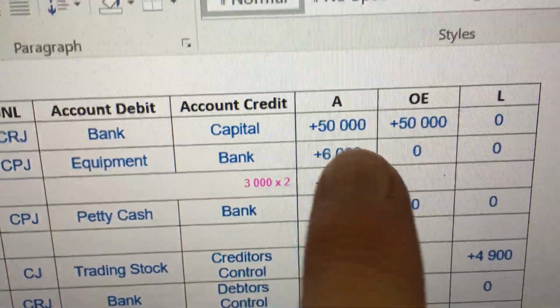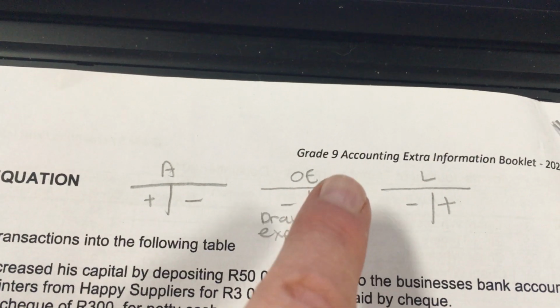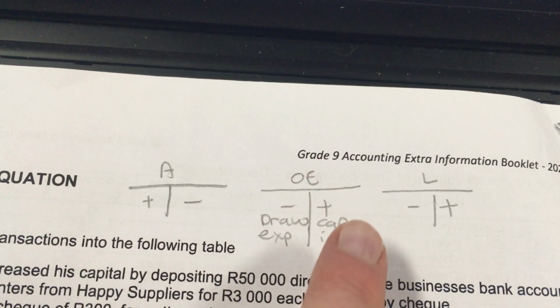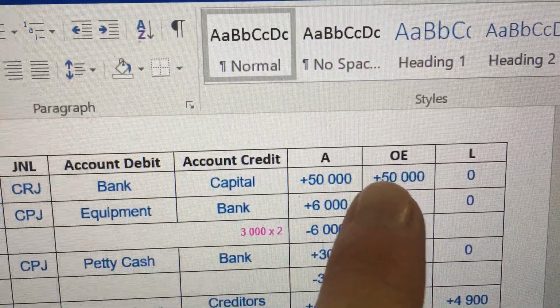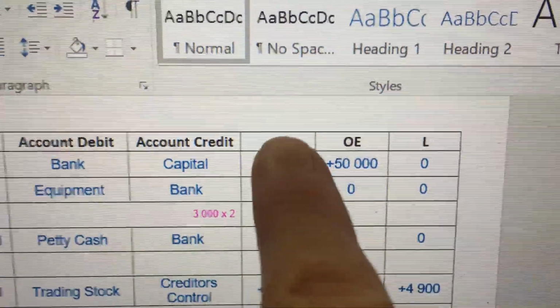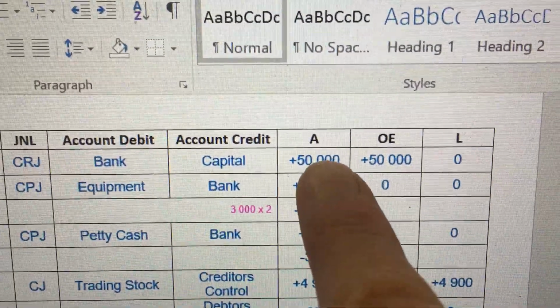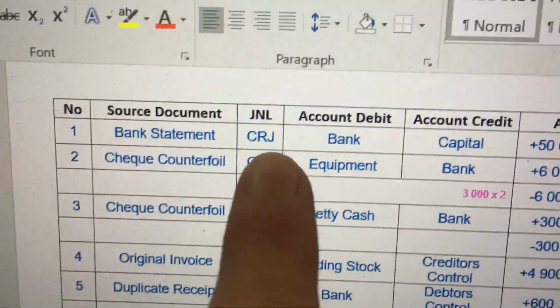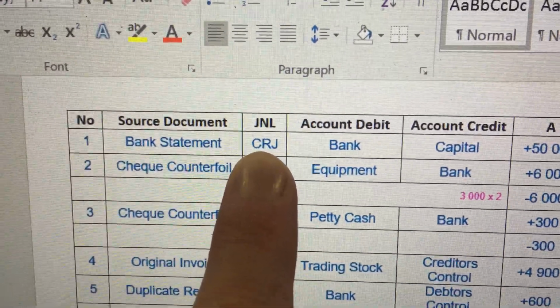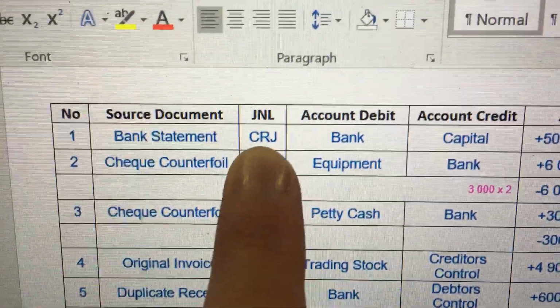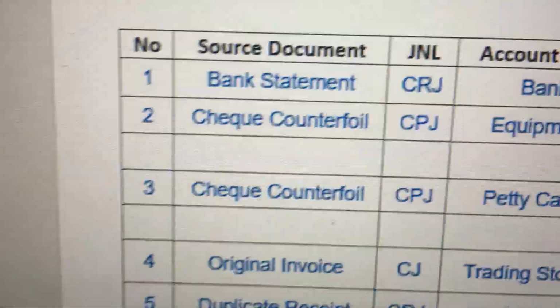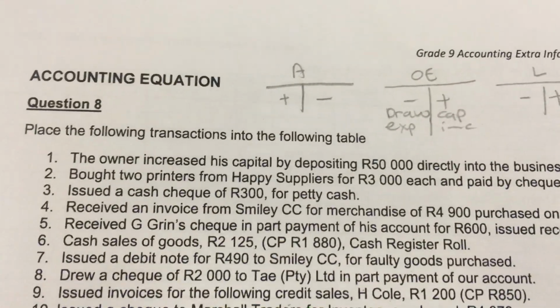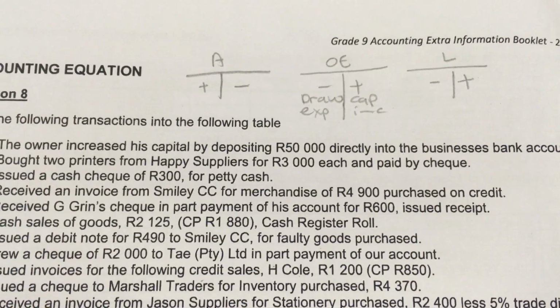Okay, bank is increasing, so it's a plus under an asset. Capital is an owner's equity, and it increases your owner's equity. Owner's equity increases on the credit side, so we are going to credit capital. Capital increases owner's equity. So now we have a debit and a credit, and we can check: 0 plus 50,000 equals 50,000. Now this would normally go into your CRJ, because it's money coming in. Remember, you are always the business. So if money is coming in, it's going in the CRJ because we're receiving cash, and the source document will be a bank statement.